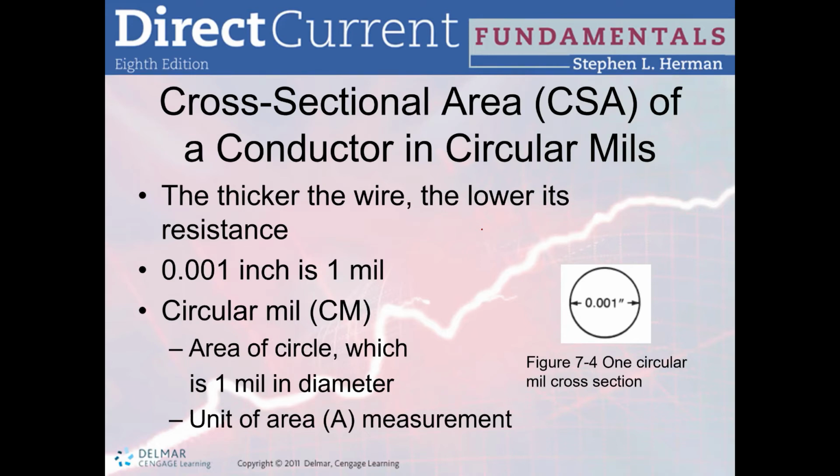So in this instance, in this circle, we have 0.001 inch. So when we have 0.001 inch, then we have 1 mil of cross-sectional measurement, okay? So in this case, the diameter for this conductor, for this circle, is going to be equal to 1 mil, which is 0.001 inches.